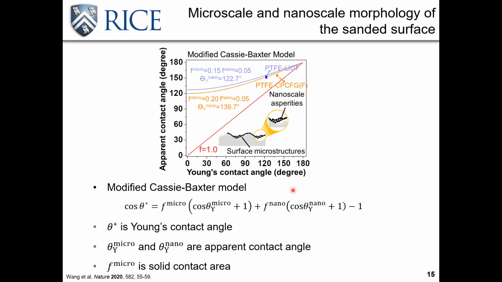So we modify the Cassie-Baxter model, and as you can see based on the graph here, we add the contribution from the microscale roughness and the nanoscale roughness, as shown in the equation. If f, the solid contact area fraction, is 1, that means the surface is totally flat. And in our case, we have surface roughness from the microscale and nanoscale. The experimental data match well with the model, as you can see based on the two lines here. So this result means that the microscale and nanoscale morphology contribute to the surface wettability.